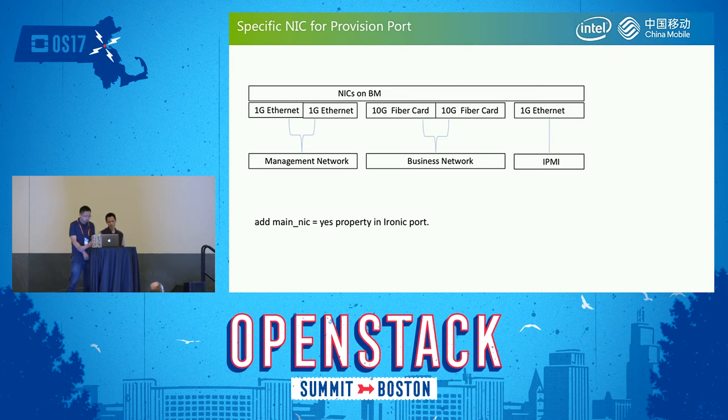So the problem here is when we do the provisioning, there will be two fiber cores for the provision network, and we have to use one specific core to attach the node to the provision network. Ironic won't do this for us. They just use the very first Ironic port to do the attachment. So we need to add some extra property in the Ironic port, like a main NIC. If the main NIC is yes, then we choose this card to attach to the provision network.